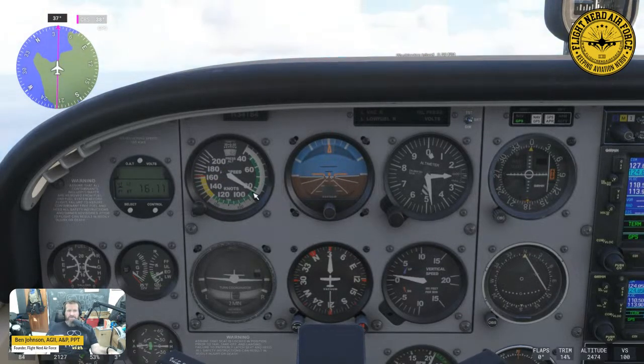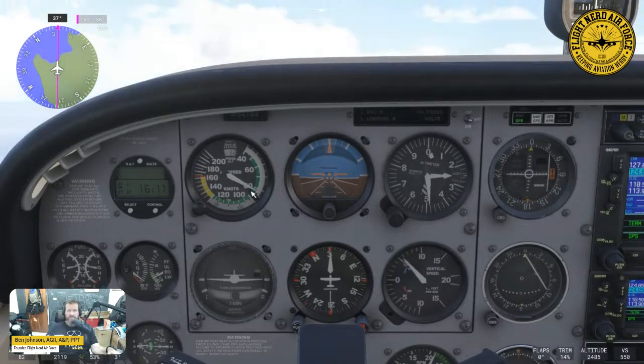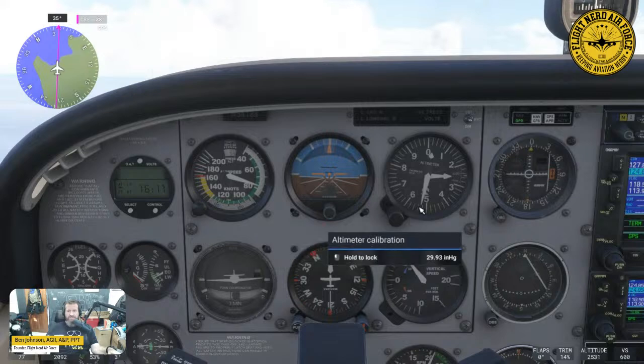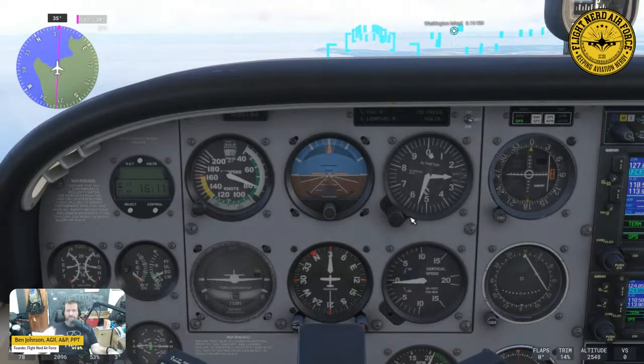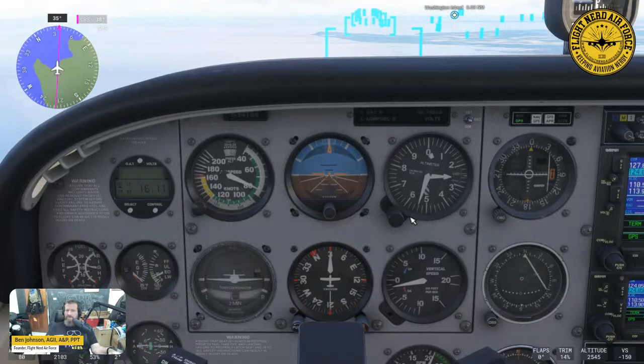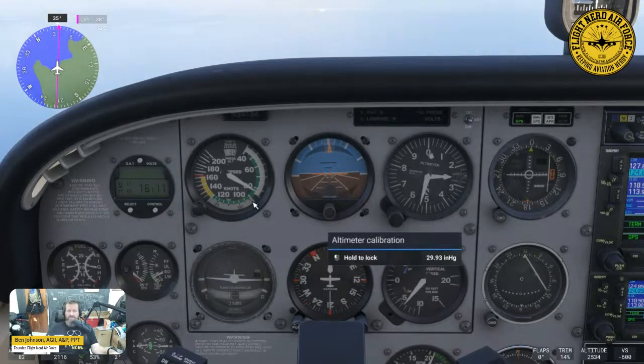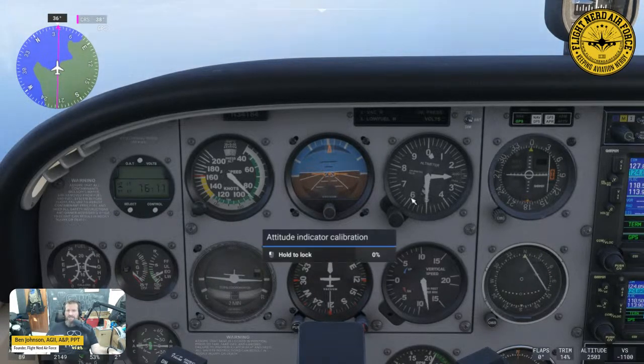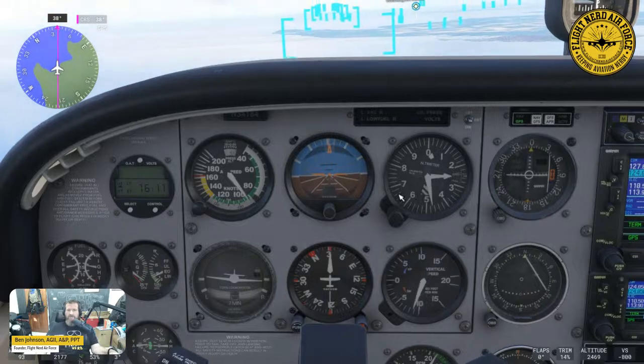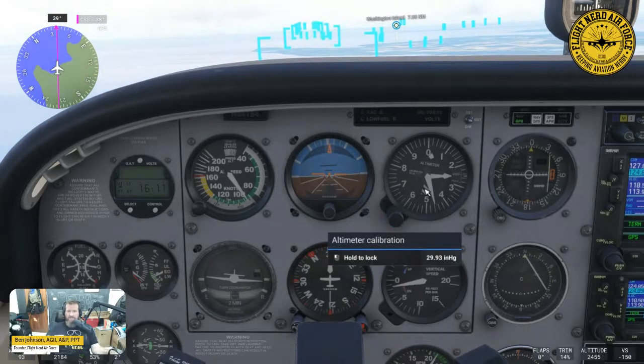We will also see a drop in airspeed. As we pull our nose up, our airspeed will decrease. Our altitude will increase because we are exchanging airspeed for altitude. We swap those out. Or if we put the nose down, it will increase in airspeed and decrease in altitude, because we've got to trade one for the other. So that's the altimeter.